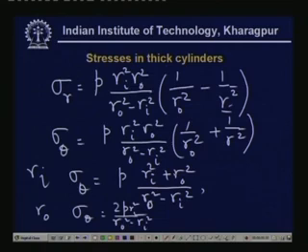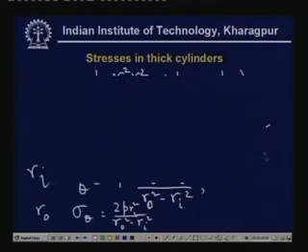Now if you represent it graphically, then it looks like this. These two formulas are very important, and we can design the entire cylinder based on these expressions. Now we shall come to that a little later, but for the time being, let us see the distribution of the stresses across the thickness. Let us see what will be the distribution of sigma r.